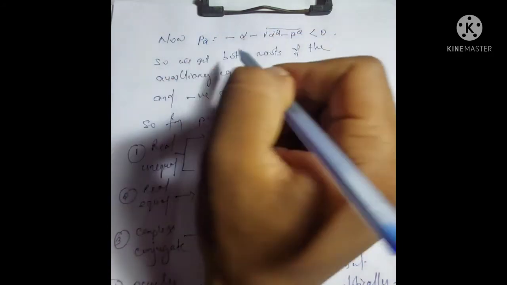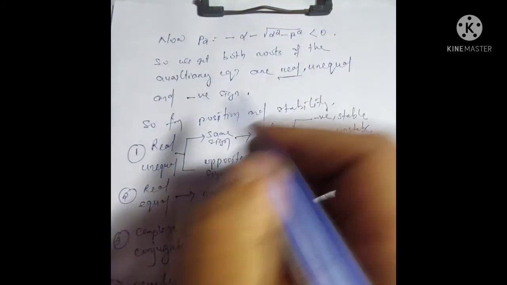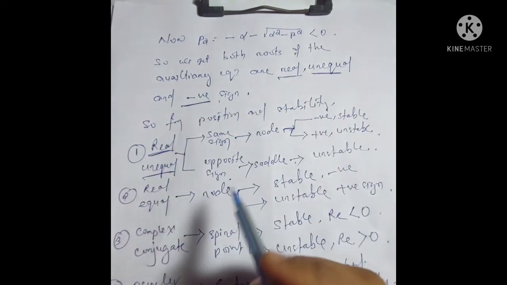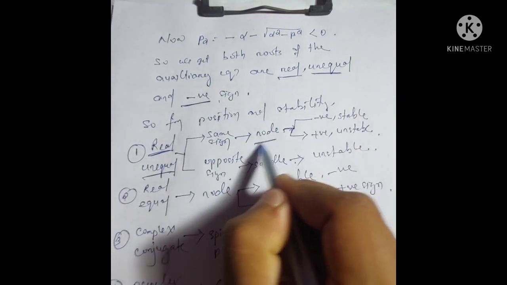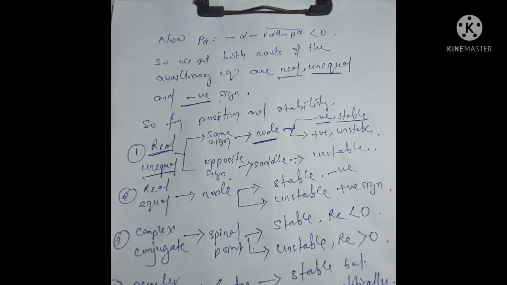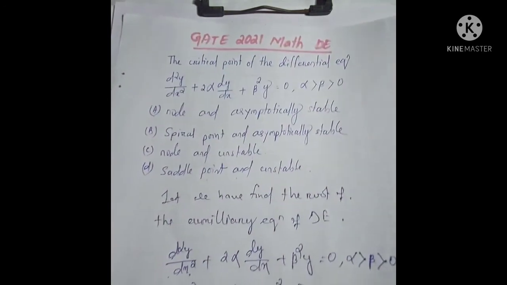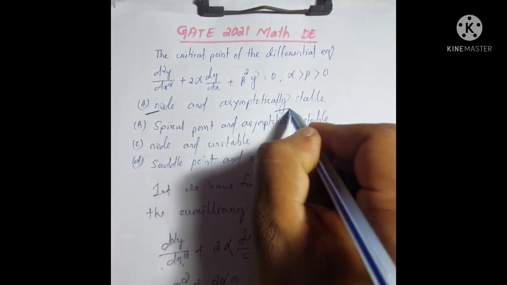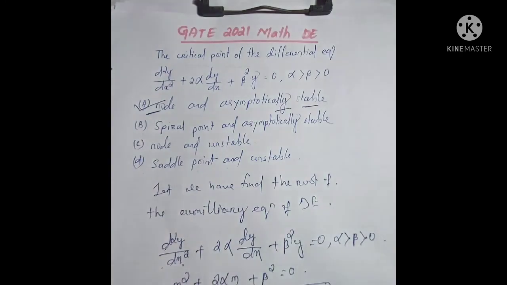So from the above discussion we get two roots P1 and P2 which are both real, unequal and of negative sign, meaning both are of the same sign, so it is a node, and since both roots are negative, it is stable. So for this question the critical point will be a node and asymptotically stable. So option A is the correct answer. Thank you.